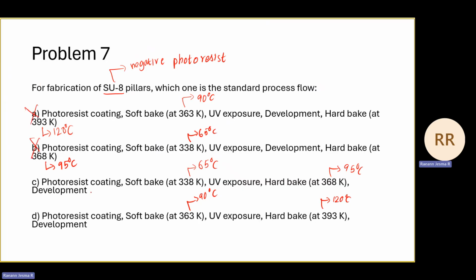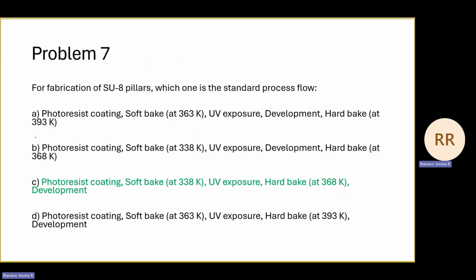Then in option C, what we are seeing here is we have the same steps, but the temperature is different. In the case of SU8, the soft bake temperature is 65 degree and the hard bake temperature is 95 degree. So we do not do it at a very high temperature of 90 degree and 128 degree. So this is wrong. The correct answer is option C. So for fabrication of SU8 pillars, which one is the standard process flow? Option C is the correct one.